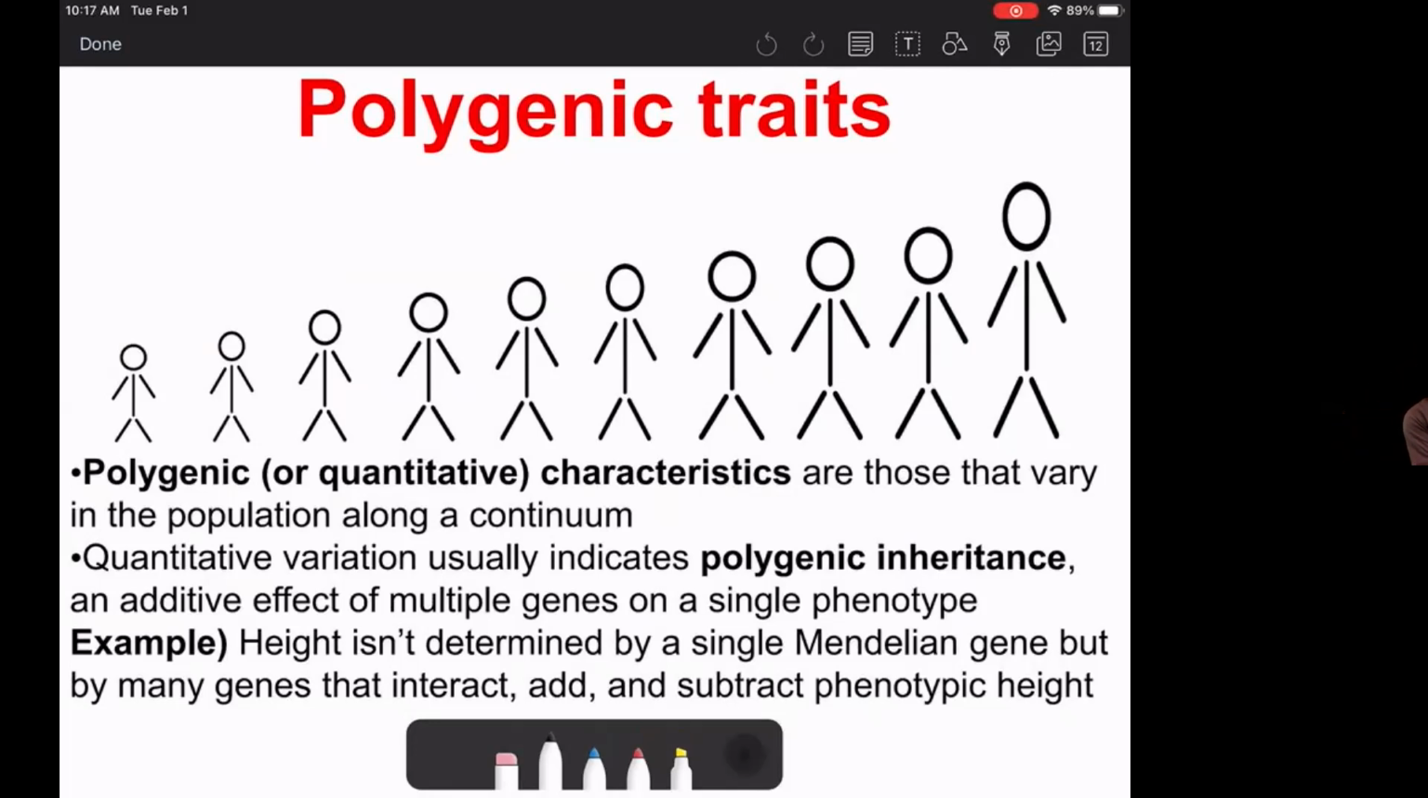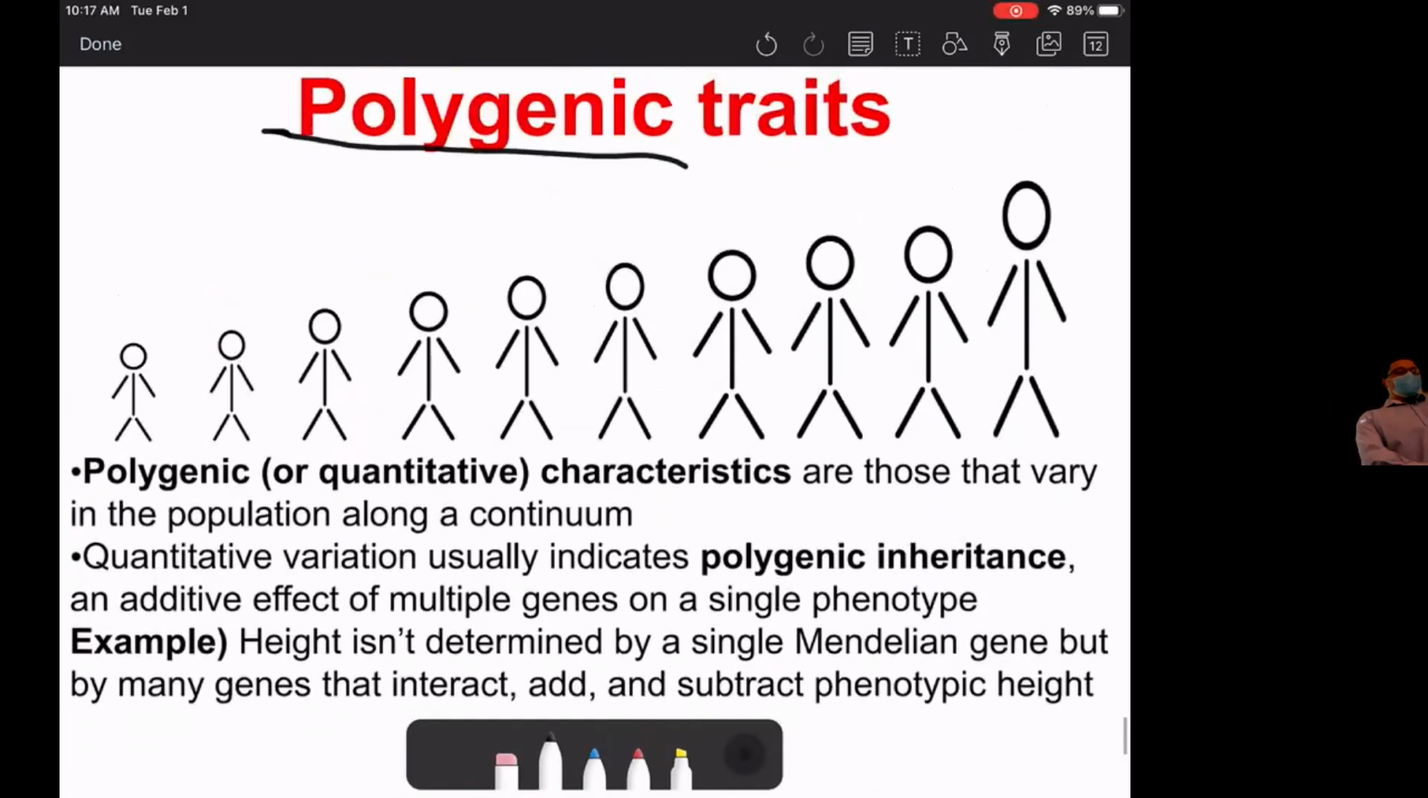And that's said so well right here with just the Latin: polygenic, multiple gene traits. This cannot be determined by a single Mendelian cross or phenotype. But it is somewhat determined by these genes. It does exist. Equally, height's a good example to show that environment has to play a role too. Don't feed a child, not going to grow very tall, right?